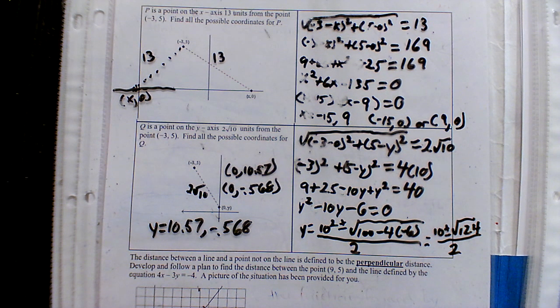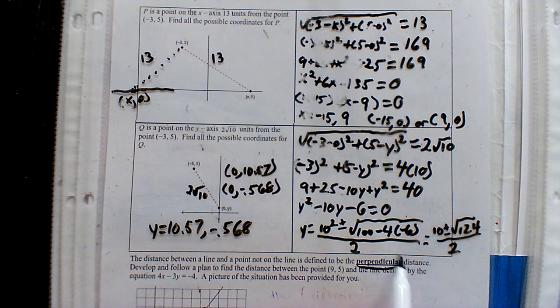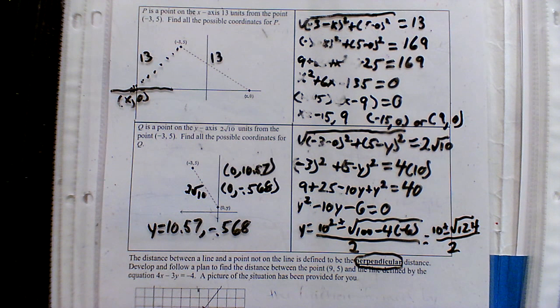The distance between a line and a point on the line is defined to be the perpendicular distance. Develop and follow a plan to find the distance between the point (9, 5) and the line defined by the equation 4x minus 3y equals negative 4. A picture of the situation has been provided to you. Does anybody have any idea where to start with this one? Or what we might need? They've underlined and bolded this, so this word must be important.